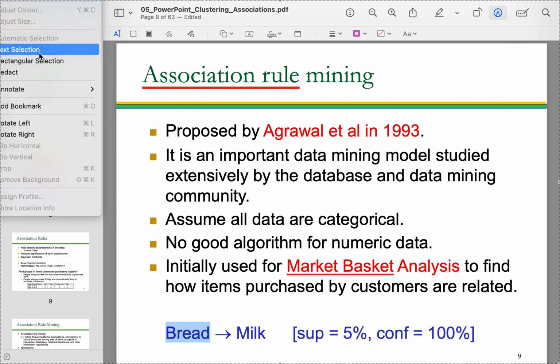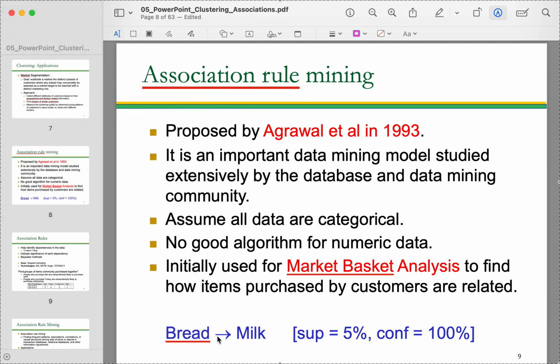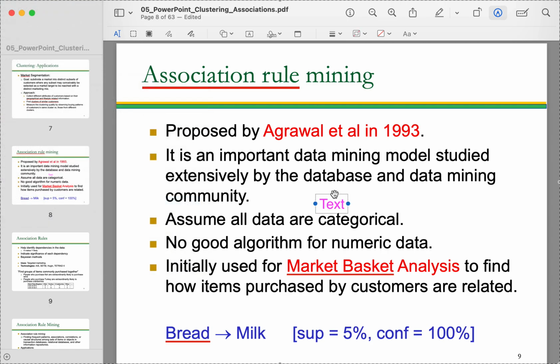Let's say if the customers purchase bread, then the arrow here means then. So this is basically an if and then statement. So let's just clarify this. The rule is an if then statement.